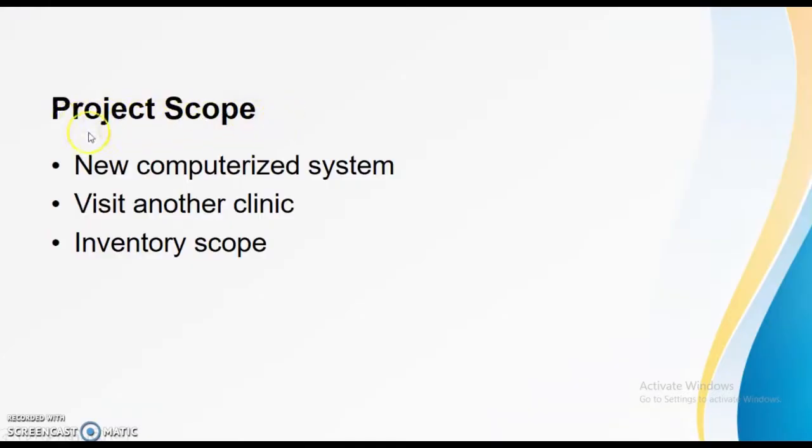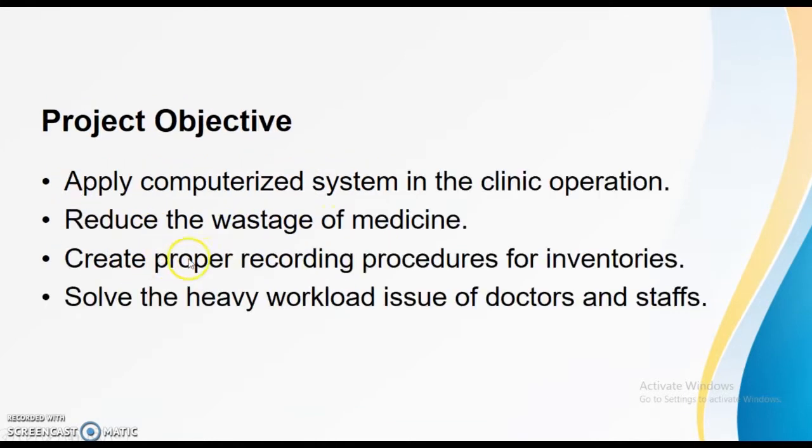For the project scope, we have to create a new computerized system to replace the current manual system. In order to do that, we will visit another clinic to see how we can apply the system, and we will focus on the inventory scope. Next, project objectives. We will apply a computerized system in the clinic operation, reduce the wastage of medicine, create proper recording procedures for inventories, and solve the heavy workload issue of doctors and staff.